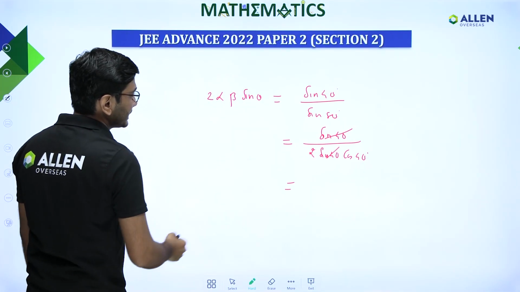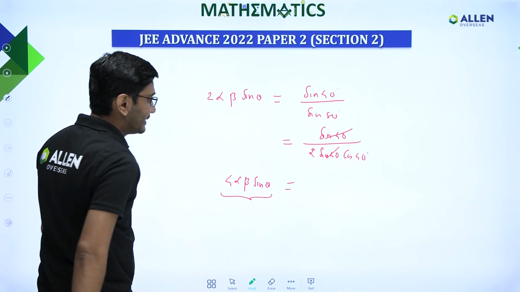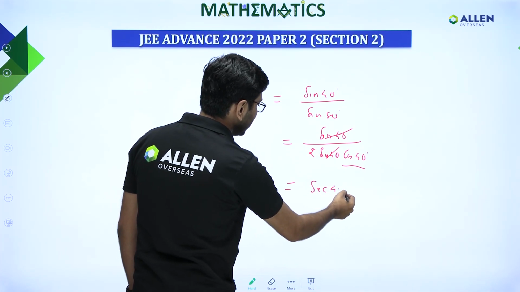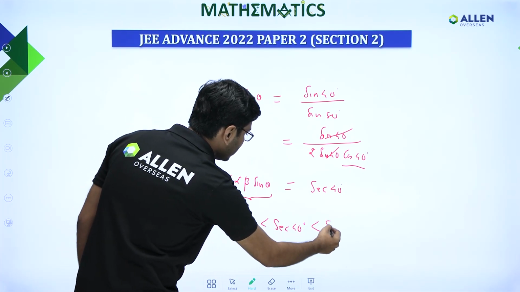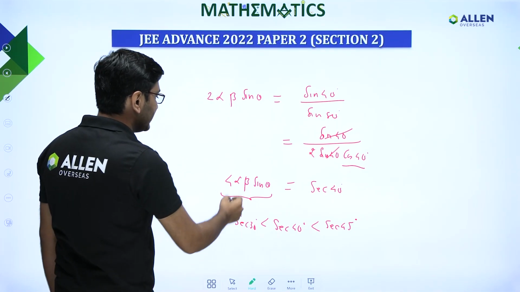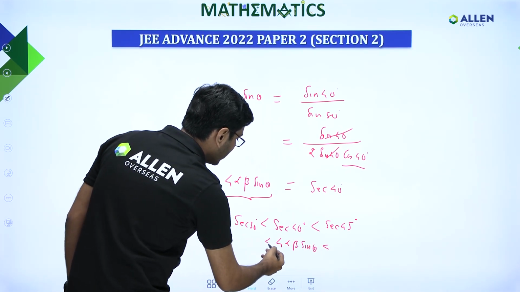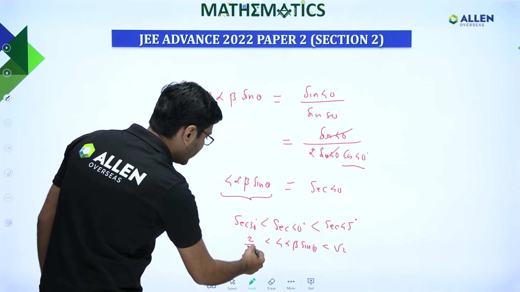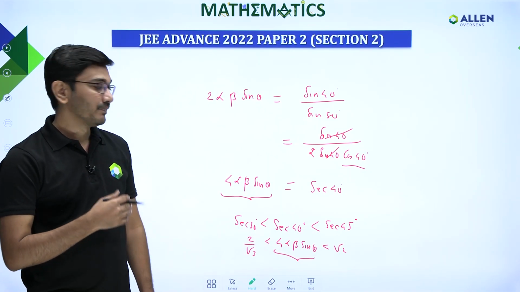If I take this 2 on the left side, I will get 4 alpha beta sine of theta, which is what we are interested in, and on the right side we remain with cos 40 in the denominator, which means sec 40. As we know, this sec 40 always lies between sec 45 and sec 30. So definitely 4 alpha beta sin theta will also lie between those two values. Sec 45 we know is root 2, and sec 30 we know is 2 by root 3. So our 4 alpha beta sin theta value will lie between 2 by root 3 and root 2.